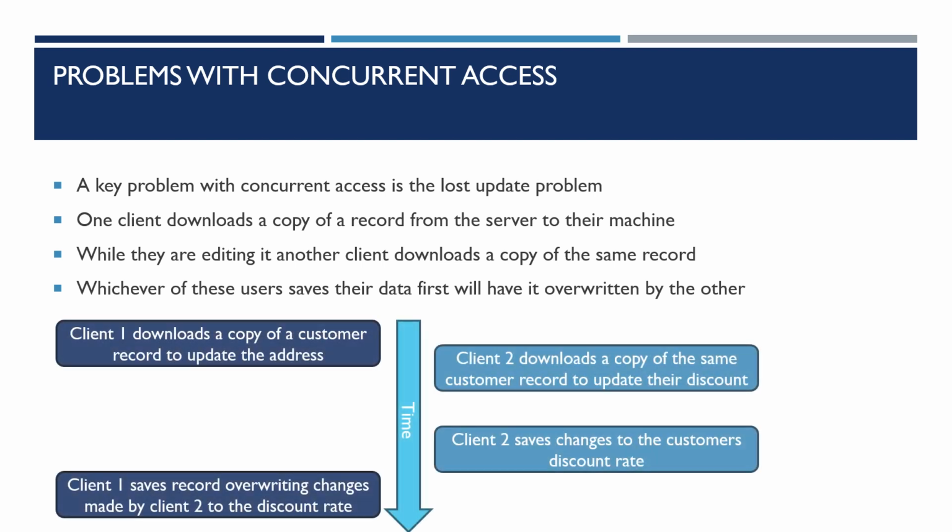If we look at this example below, client 1 downloads a copy of a customer record in order to update the address. Meanwhile, somewhere else, perhaps in the sales department, client 2 downloads a copy of the same customer record in order to update the amount of their discount. They save the changes to the customer's discount rate, but then after they've done this, client 1 saves their record. Their record still has the old discount rate, so when they save the new address, they cancel out the discount rate that was entered by client 2.